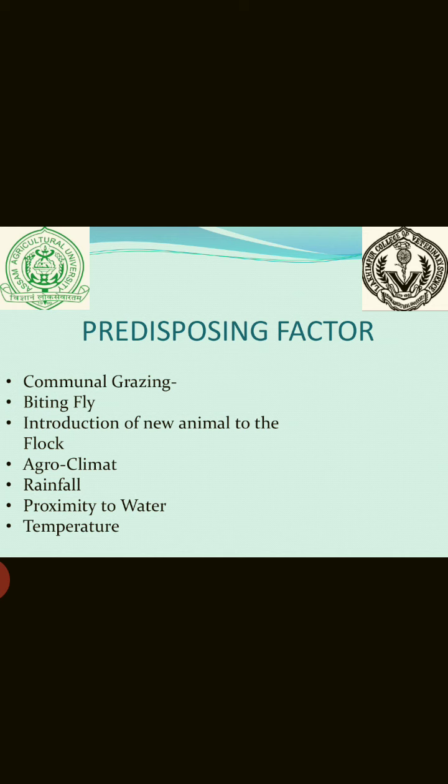Biting flies: due to unhygienic conditions and other conditions, there are so many flies in our environment which can also transmit this disease. Introduction of a new animal to the flock: without knowing the previous history of the animal, if we introduce a new animal to the flock without quarantine, then this disease can also occur. Also, agroclimatic conditions, temperature, proximity to water, and rainfall help to get this disease.